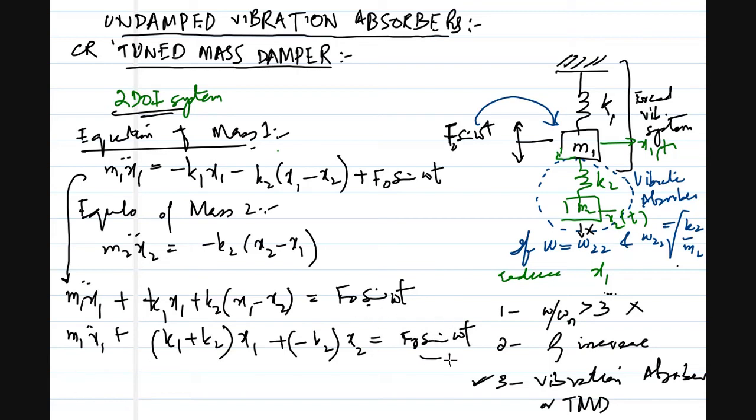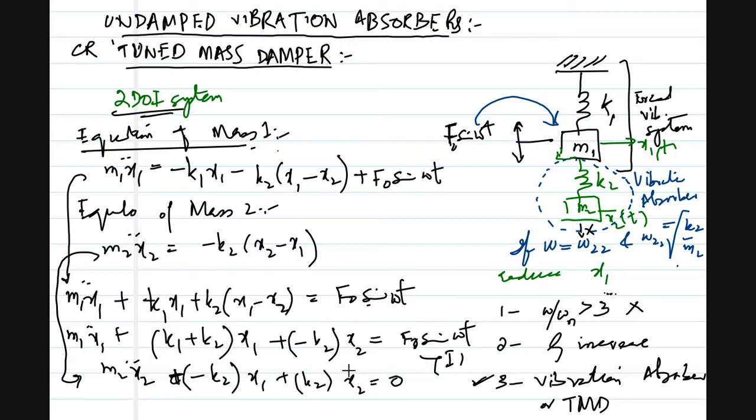This is equation 1. Rearranging the second equation, we have M2 x2 double dot plus, separating the x1 and x2 terms, minus K2 times x1 plus K2 times x2 equals 0. These are our two equations, the same thing that we did in normal mode analysis. Now we try to solve these equations further.